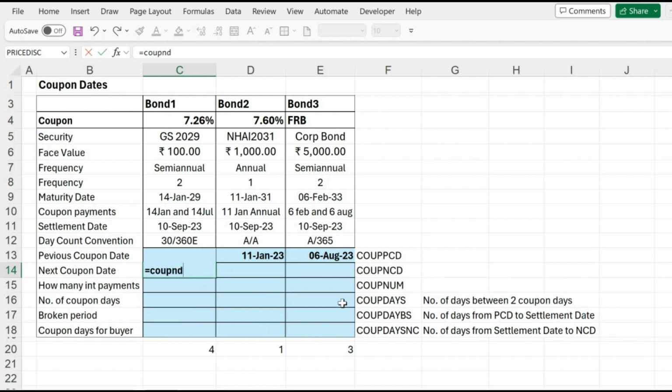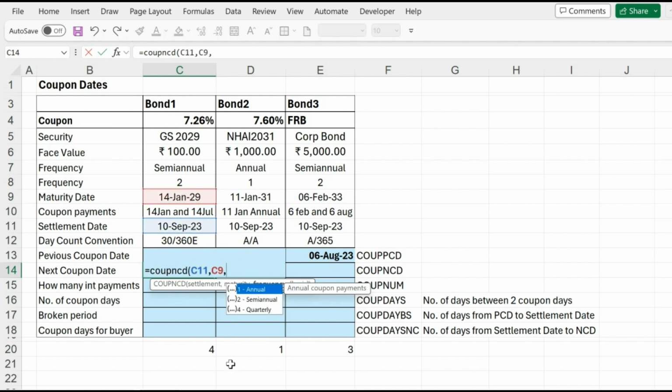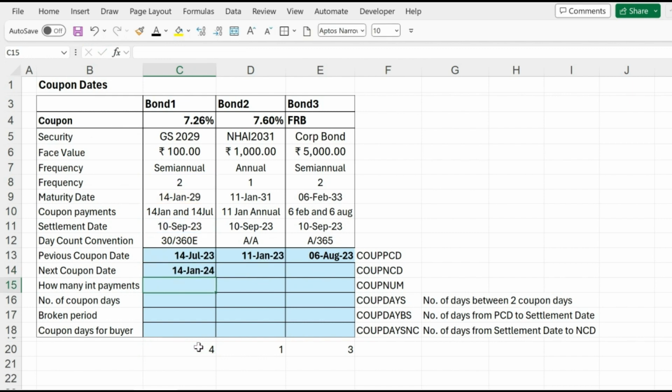COUPNCD is giving you the next coupon date. So settlement date, maturity date. The functions are very, very simple. You don't even need to remember a lot of things. Okay, frequency and then the basis. Basis means day count convention. So this is giving us the next coupon date.